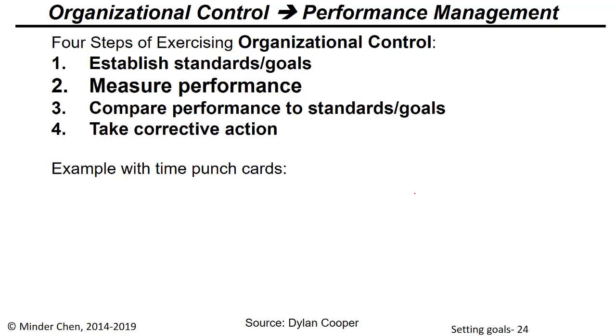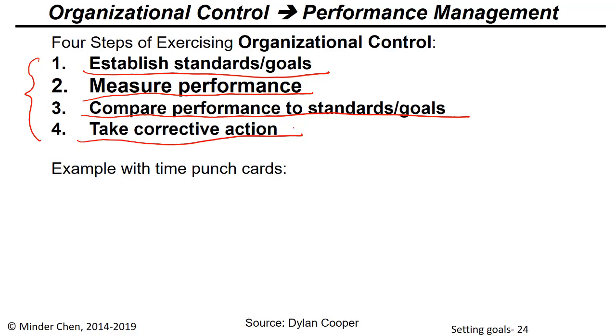Sometimes we refer to performance management as part of the organizational control mechanism. A simple model for organizational control consists of four steps. One is to establish standards and goals. Then we will measure the performance of employees' actions. The third step is to compare the performance to the standards and goals that we have set previously. And the last is to take corrective actions.